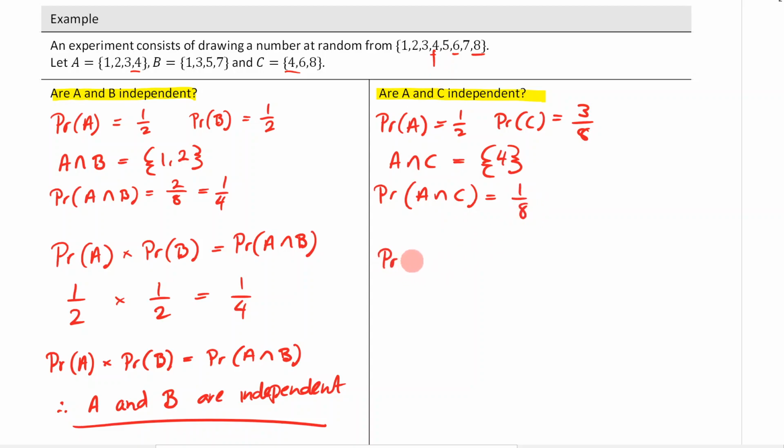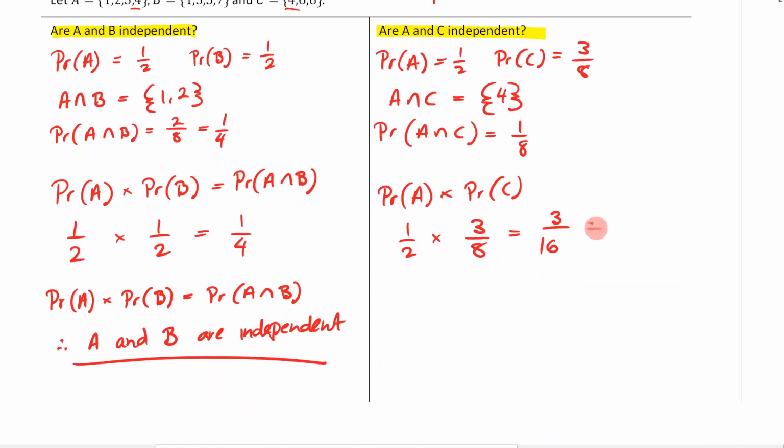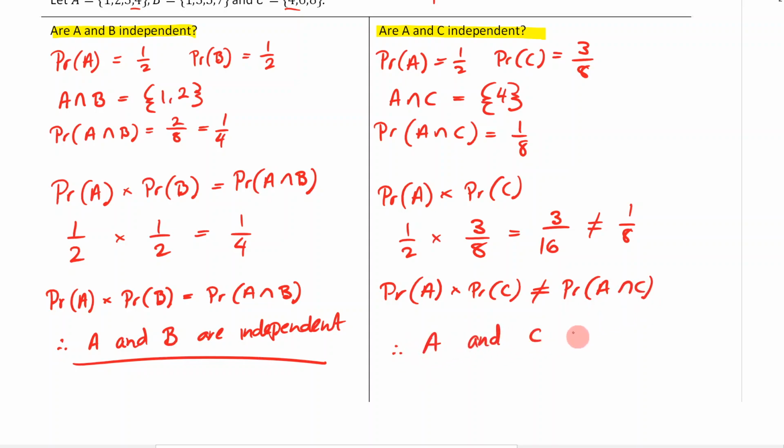So now we're going to test the independence by going the probability of A times the probability of C. So that's a half times 3 on 8, which is going to be 3 on 16. And hopefully you can appreciate that that is not equal to 1 on 8. So in other words, the probability of A times the probability of C is not equal to the probability of A intersection C. Therefore, A and C are not independent.